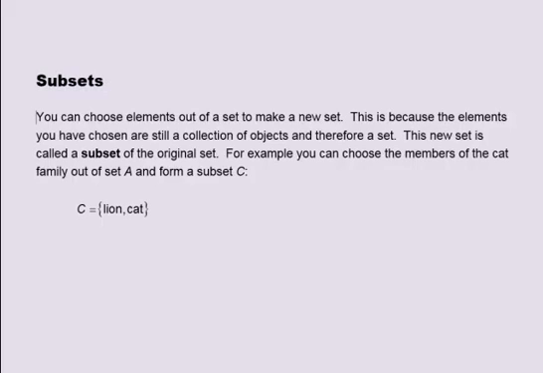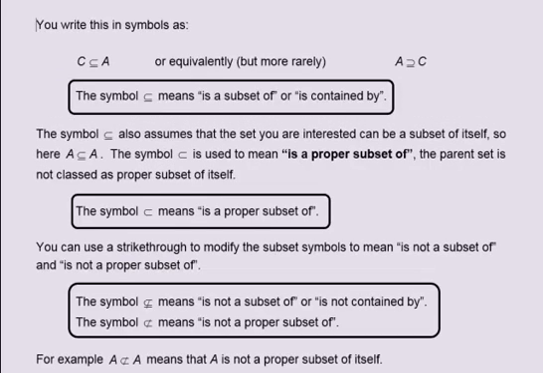Subsets. You can choose elements out of a set to make a new set. This is because the elements you have chosen are still a collection of objects and therefore a set. This new set is called a subset of the original set. For example, you can choose the members of the cat family out of set A and form the subset C. Subset C equals {lion, cat}. You can write this in symbols as C ⊆ A, or equivalently, but more rarely, A ⊇ C.